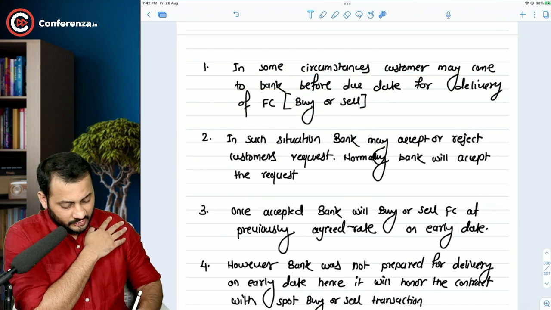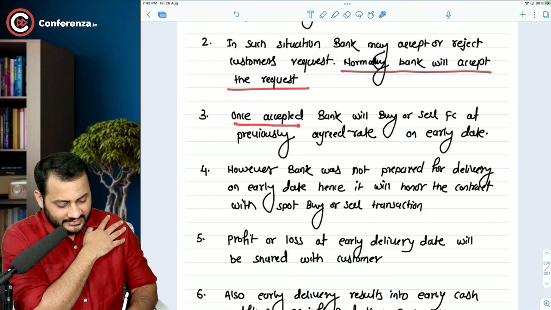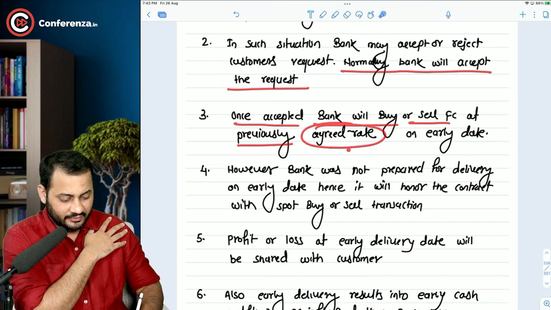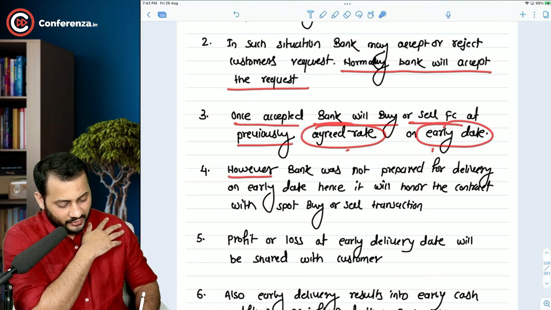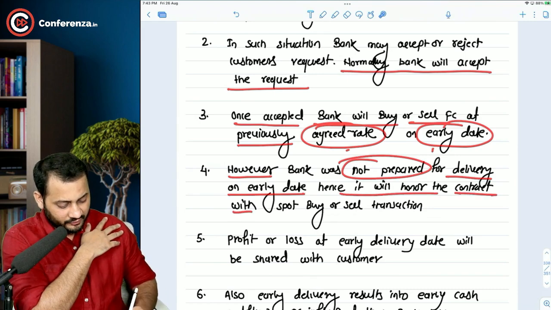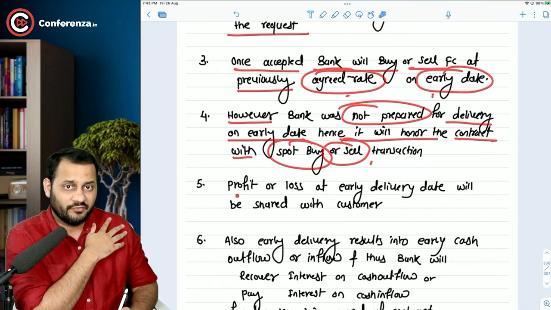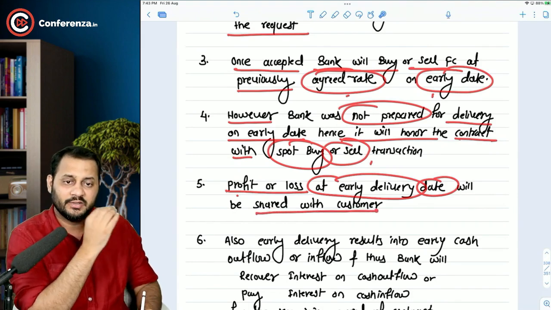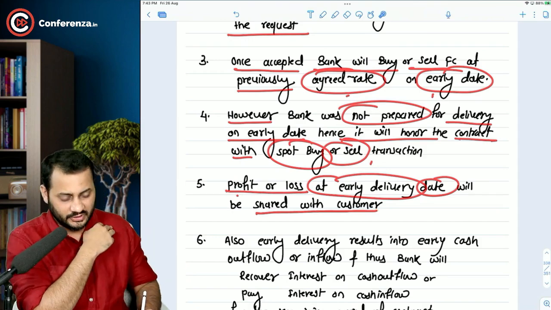Okay, sir. Normally, bank will accept the request. Okay. Once accepted, bank will buy or sell foreign currency at previously agreed rate. Do you agree with this? 50 rupees on early date. However, bank was not prepared for the delivery on early date, hence it will honor the contract with the spot buy or spot sell transaction. This may result into some profit or loss. Profit or loss at early delivery date will be shared with the customer. It means if there is a profit, we will give it to the customer. If there is a loss, we will recover it from the customer.